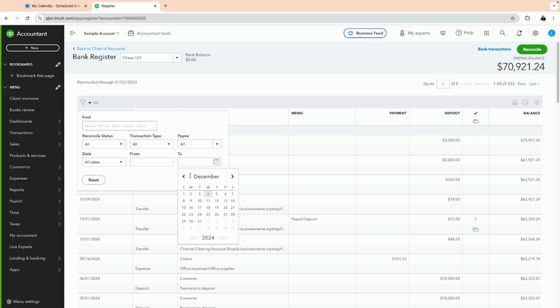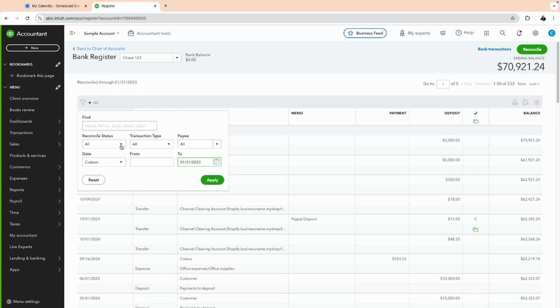But I will make sure that after reconciling everything, nothing was left unreconciled, okay? So I'm going to click on the arrow down next to the funnel. I don't put any date from, but I'm going to put the date to, and the date to will be the last day that I reconciled right here, okay?